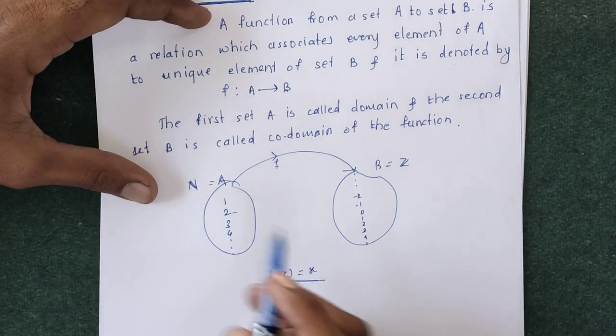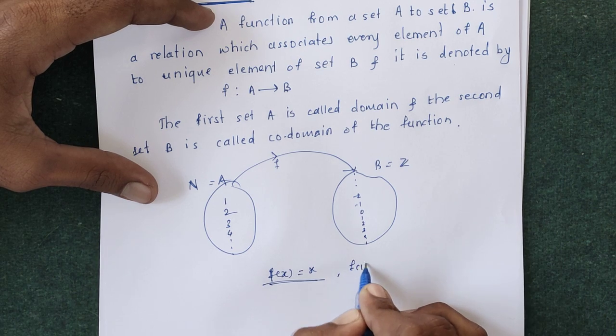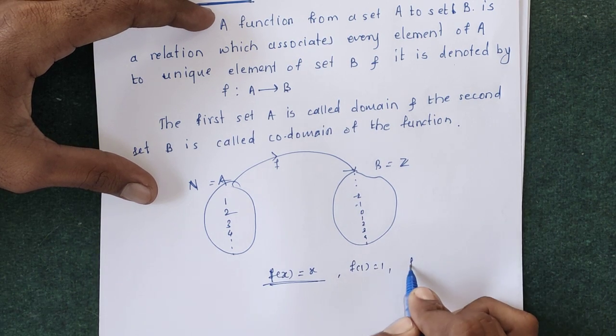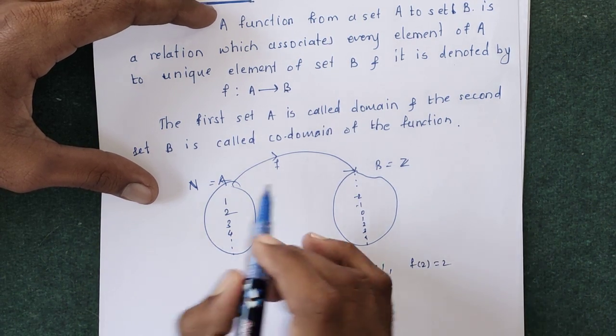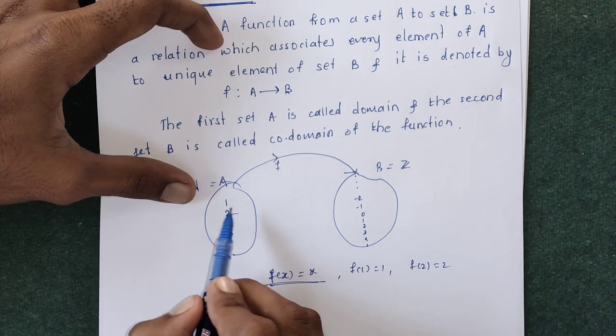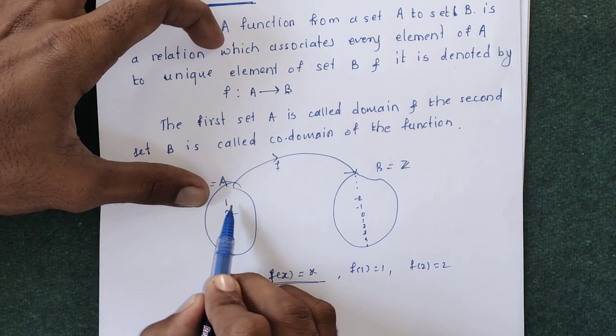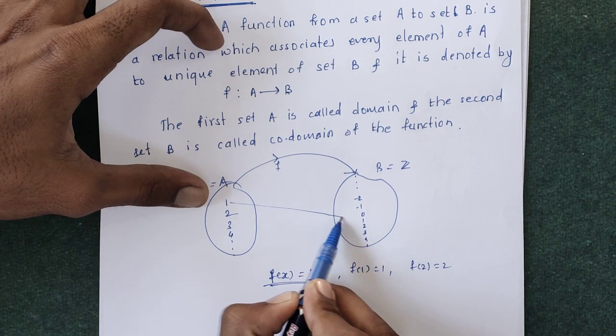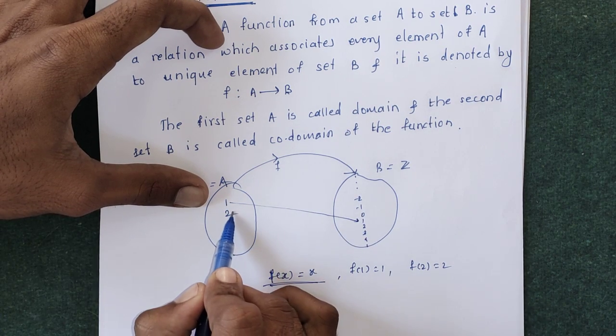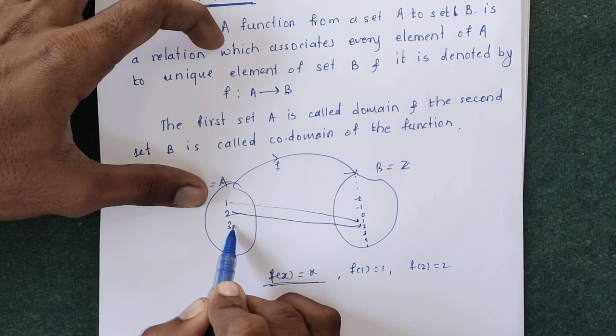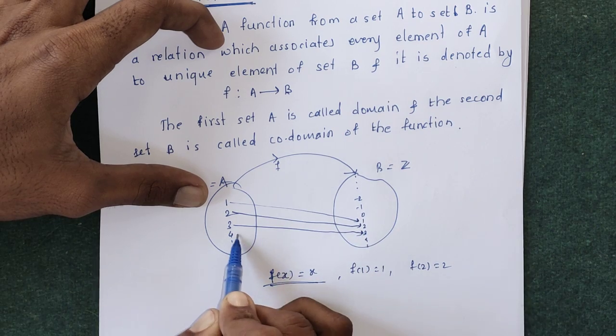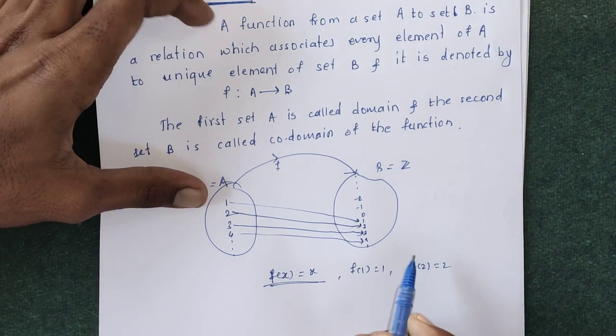then f of 1 will become 1, f of 2 will be 2, f of 3 will be 3. So the function assigns every element of domain an image. The image of 1 is 1, image of 2 is 2, image of 3 is 3, image of 4 is 4, and similarly so on.